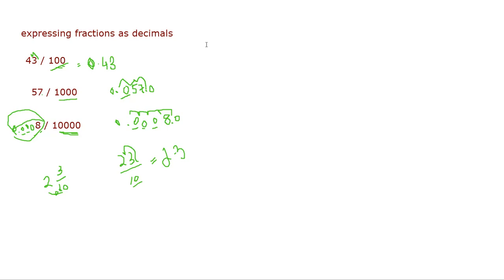Let's do another example. This is a little tough. 7 and 5 over 10,000. So convert it into an improper fraction. 7 will be multiplied by 10,000, so that will be equal to 70,000 plus 5. So the denominator would be 10,000, and the numerator 70,005.